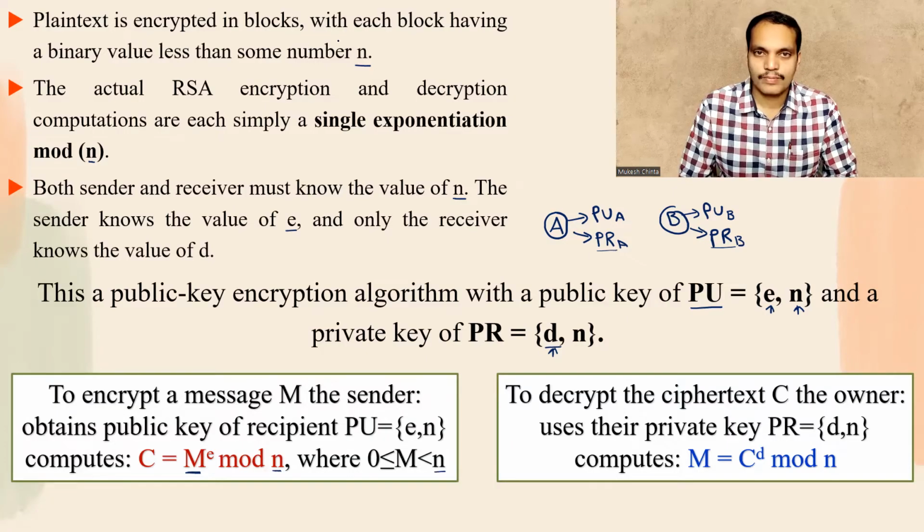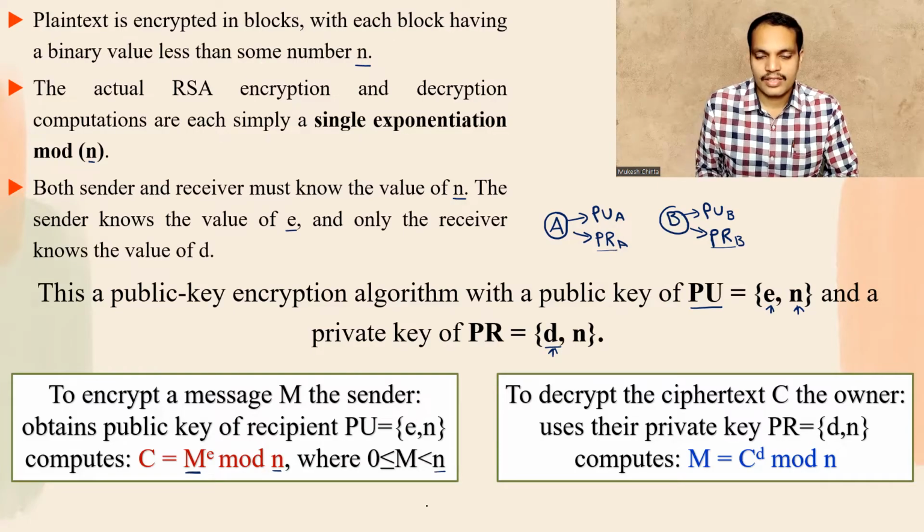Plaintext is encrypted in blocks, with each block having a binary value less than some number N. This is your N here, and this is your plaintext message M, which is to be encrypted, and this is the formula which you use, M power E mod N. This E belongs to the public key of the receiver.